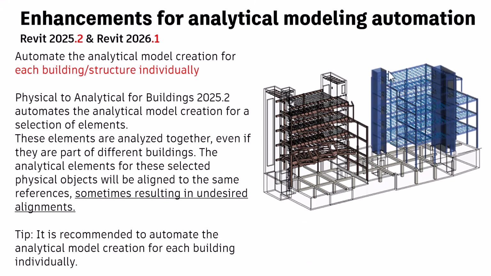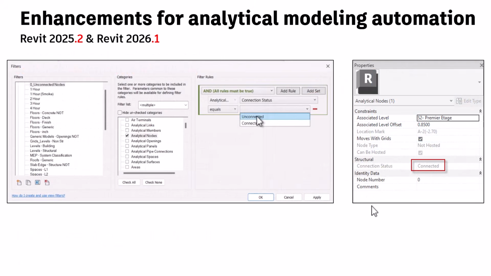So if you have, for example, 2 buildings like that, and you don't want, for example, this beam to be aligned with this one, you can create each building individually. Of course, you can see the status of connected or unconnected, like previously.